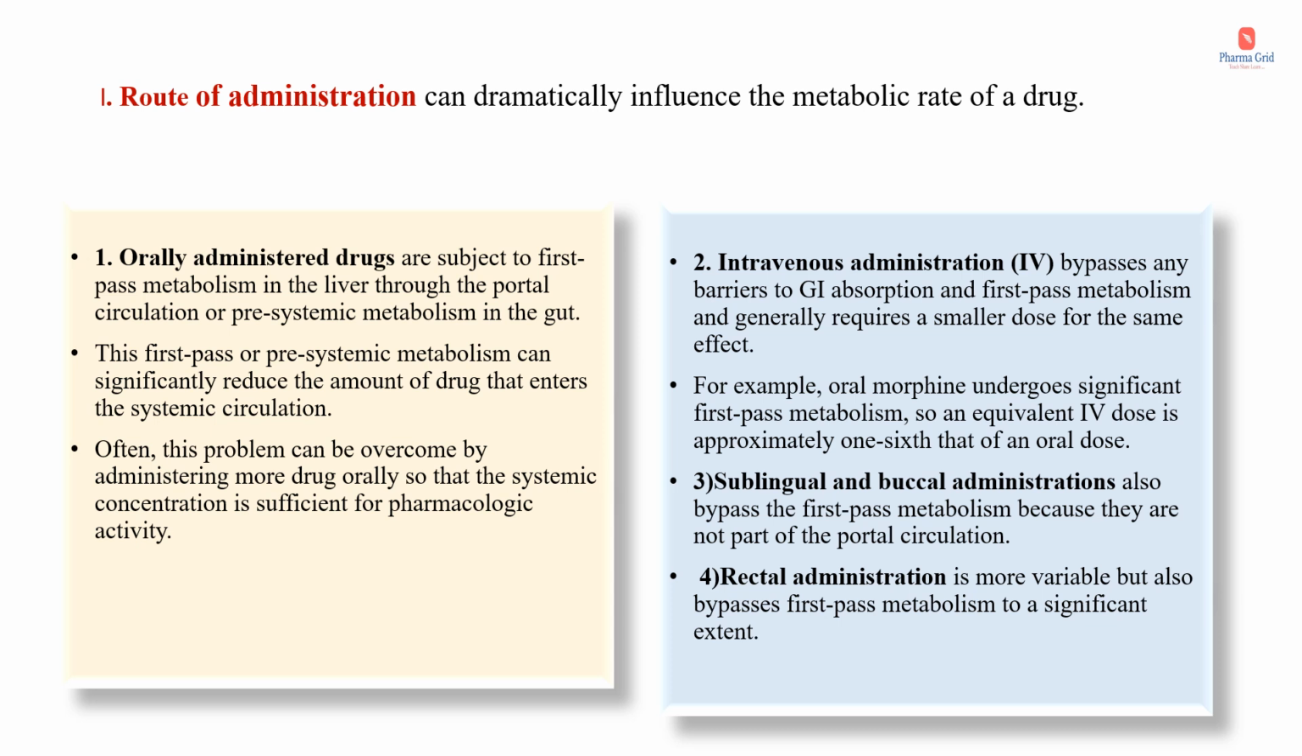So the feature is that it bypasses first pass metabolism. For example, oral morphine undergoes significant first pass metabolism, so an equivalent IV dose is approximately 1/6 that of an oral dose. Sublingual and buccal administration also bypass the first pass metabolism because they are not part of the portal circulation. Next is rectal administration. Rectal administration is more variable but also bypasses first pass metabolism to a significant extent.